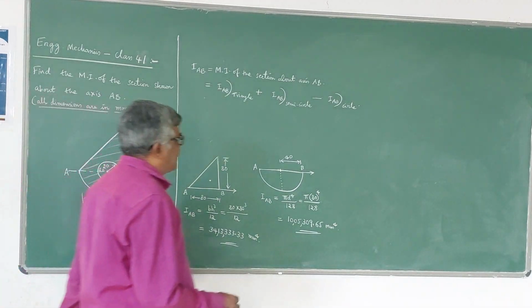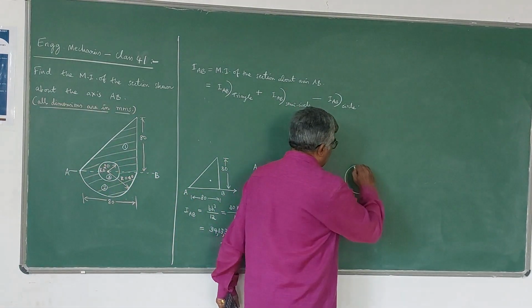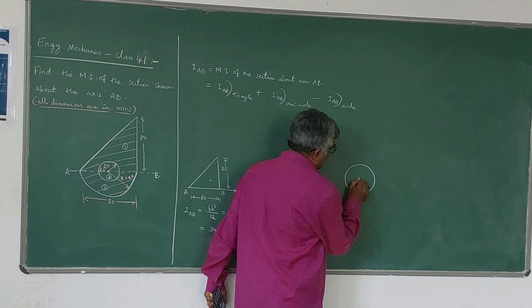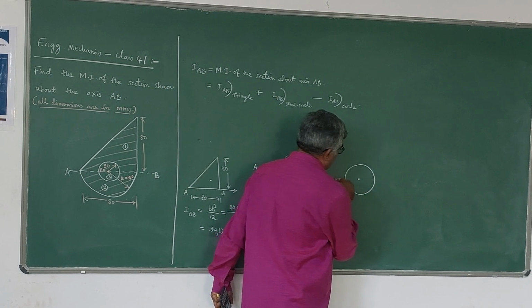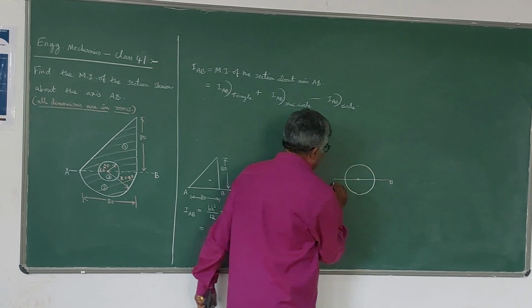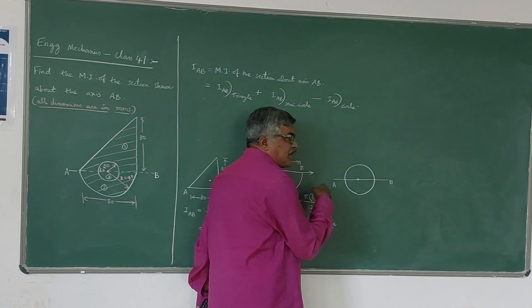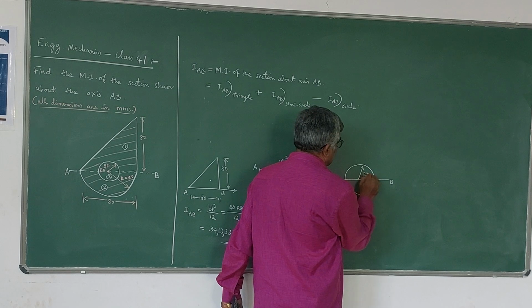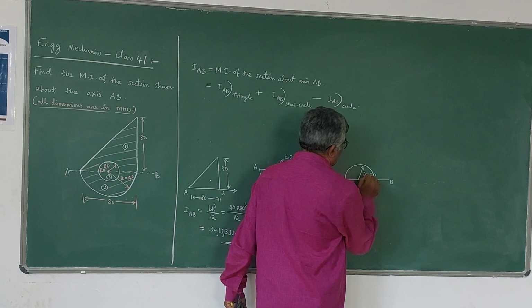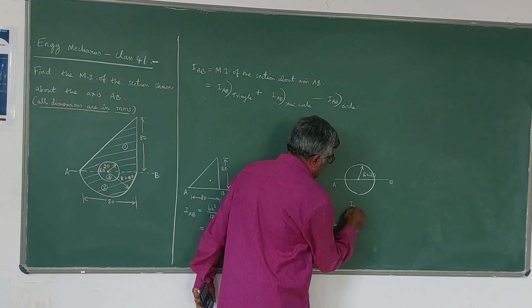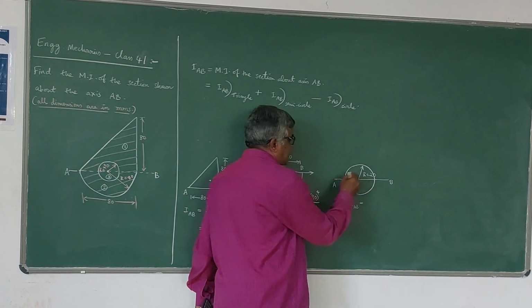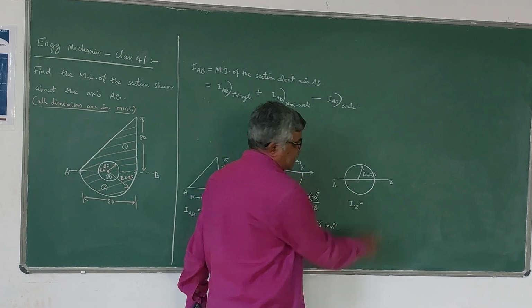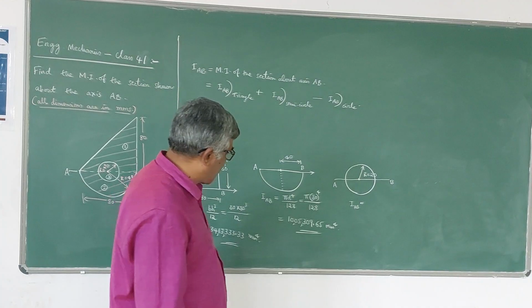Now I will take the circle. For the circle, what happens? The center of the circle lies on this AB axis. You can see the diameter. That means AB is the diameter axis here. In this case, the radius is given as 20 mm. So for the circle, IAB, here the central axis as well as the diameter axis remain the same.